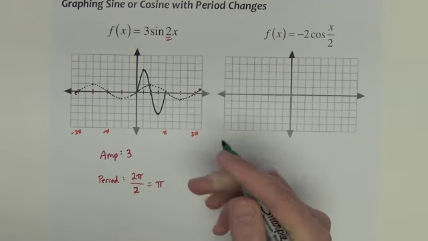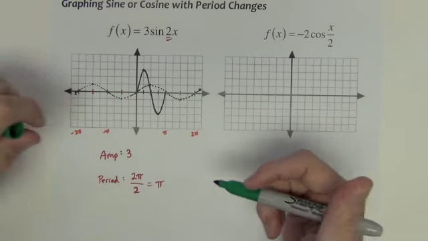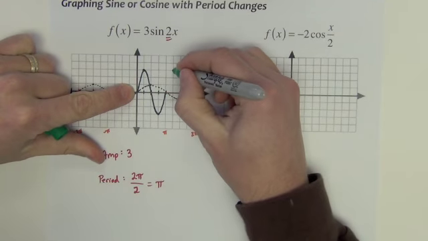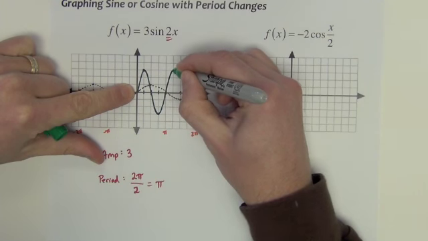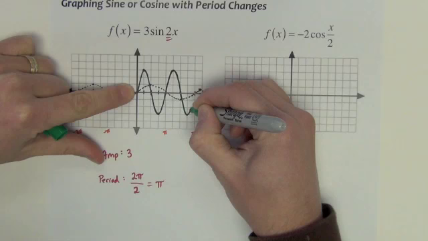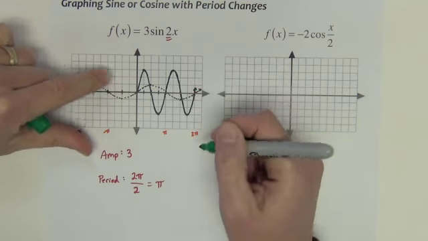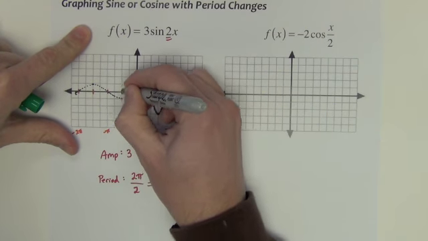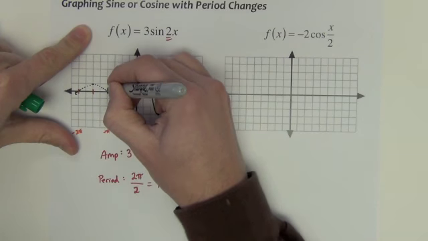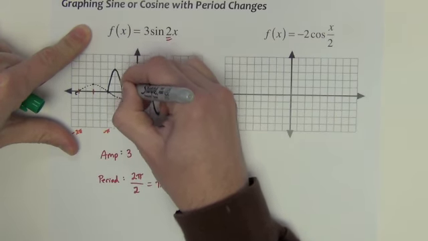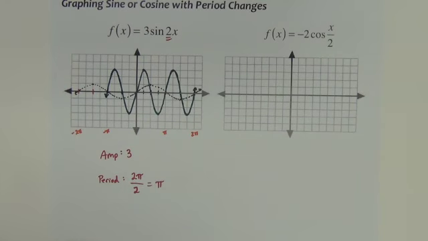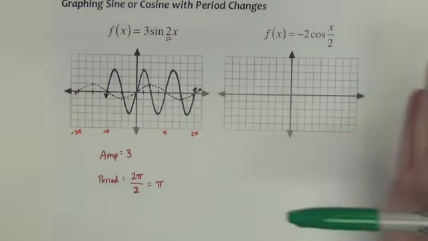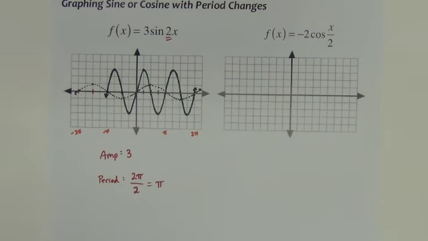And here's how different it looks. Not only is it stretched, but it's compressed horizontally. And I could get another period length this way if we just continue. And it just keeps going. We could of course go this way also. And our graph will look like this. So the 3 stretches it vertically, the 2 compresses it horizontally, changes its period length. Okay. Let's do one more.